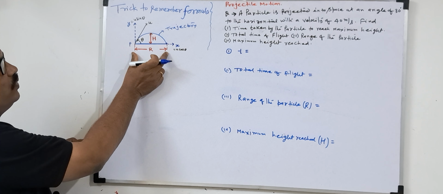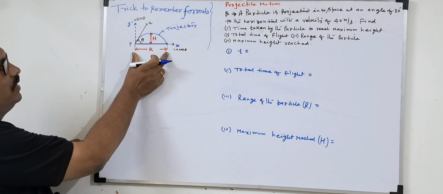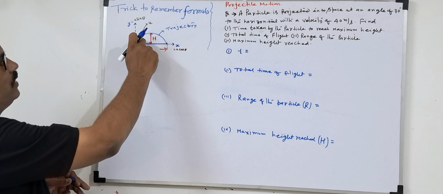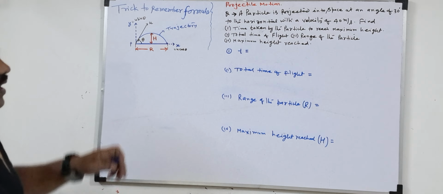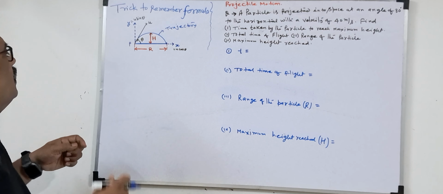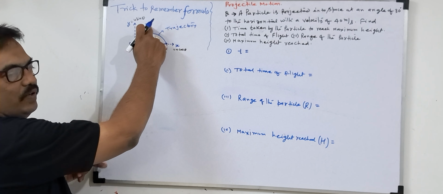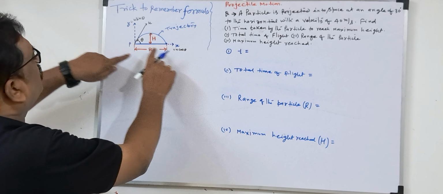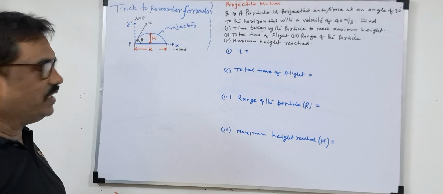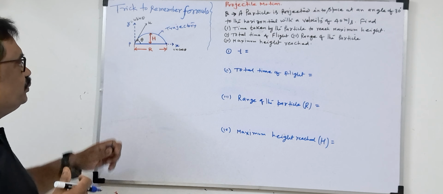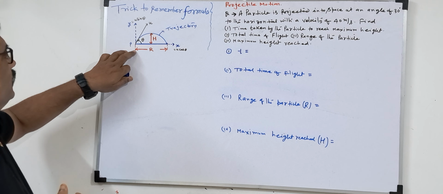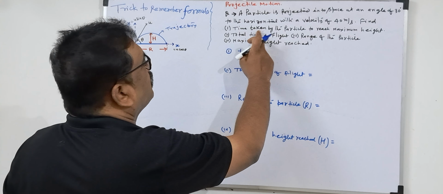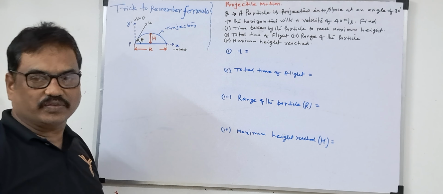So what is this trajectory? This is the range and this is the maximum height. U is the velocity and theta is the angle of projection. Since U is inclined, we have two components: the horizontal component U cos theta and the vertical component U sin theta. Now, they are asking for the total time taken by the particle to reach the maximum height.